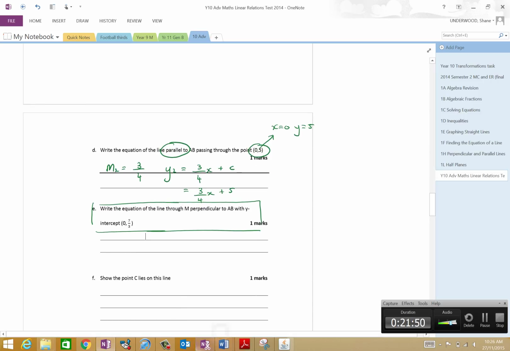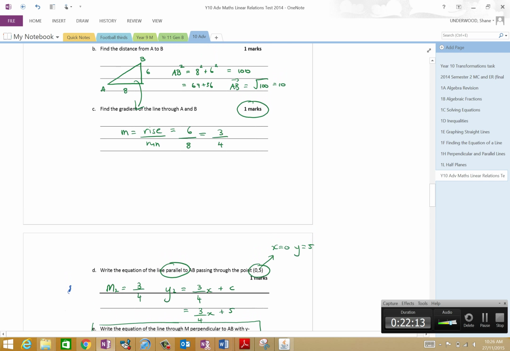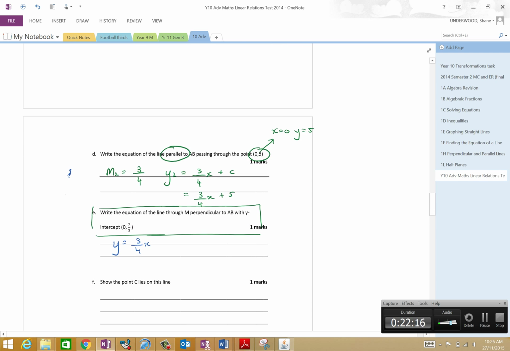If it's perpendicular to AB, first of all, I'm getting a bit of lag here now. Okay. If I have y equals 3/4 x, is 3/4 x the gradient of AB? If that's the gradient of AB and it's perpendicular, I can say that my new gradient of my perpendicular line times by 3/4 is equal to what? -1, thank you.